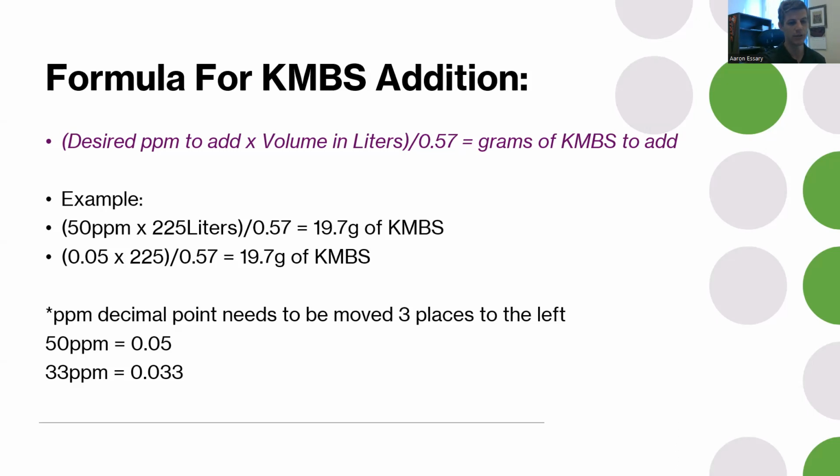So here's an example, 50 ppm. Let's say I have 225 liters. I'm going to multiply that and divide it by 0.75, and that gives me 19.7 grams of KBS to add. So that's how much I would add.